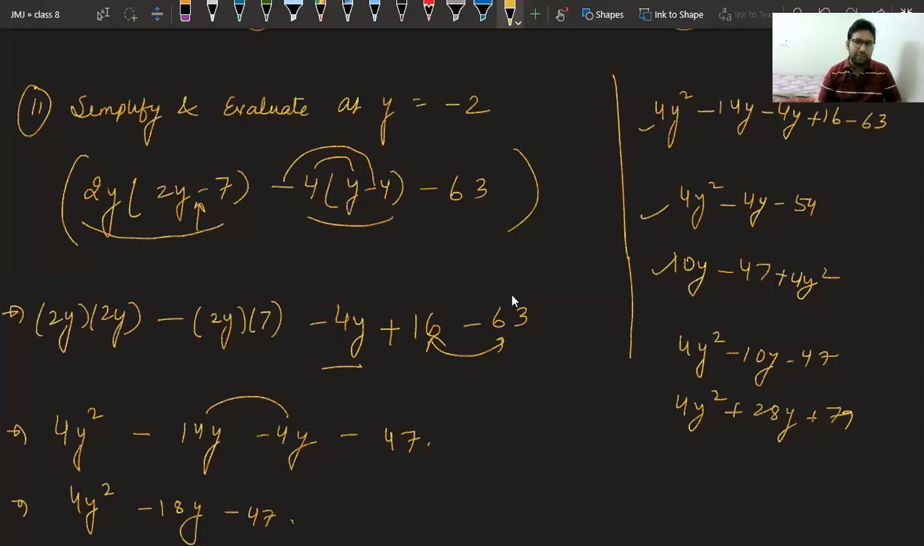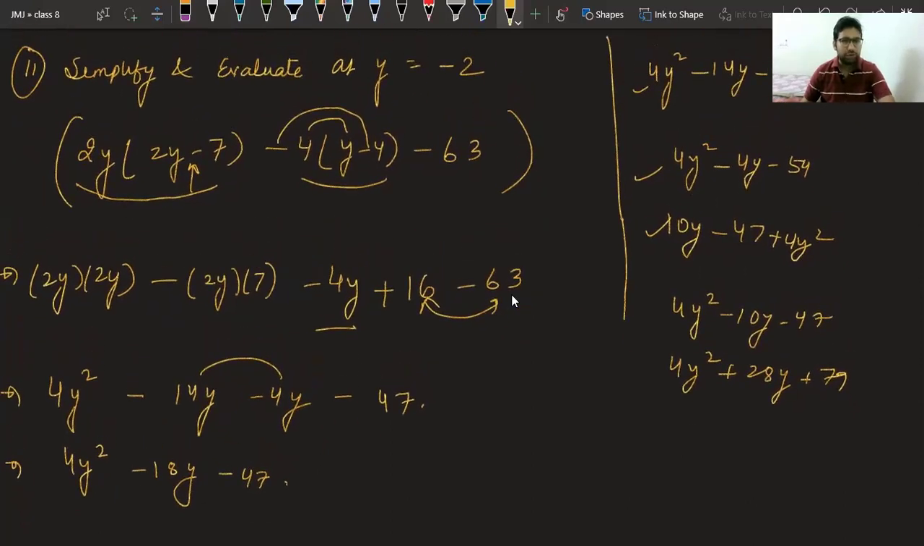Did anyone get this answer? Please tell me. Did anyone get this after simplification? Krishna got this. Okay. Joel also. Now, class, we have to check at y equal to -2.